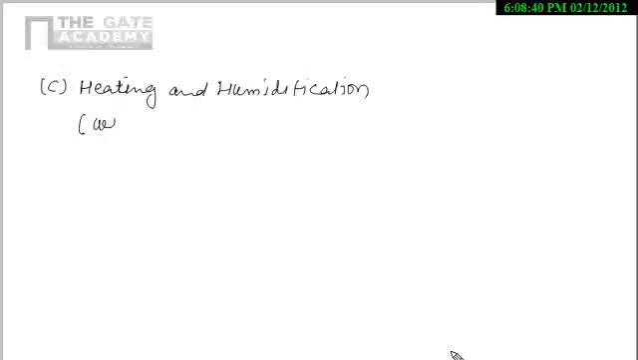Now let's take another process, that is heating and humidification. The process where we want heating as well as humidification is the process which occurs in winter air conditioning. So winter air conditioning is the best example for heating and humidification.